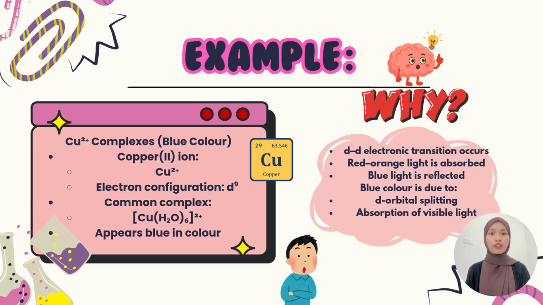Now let's look at this example. The copper(II) ion, or Cu2+, usually appears blue in color. This is because copper has a d9 electron configuration, which allows the d-d electronic transition. When light hits the complex, red or orange light is absorbed while the blue light is reflected. That's why the copper(II) complex appears blue.